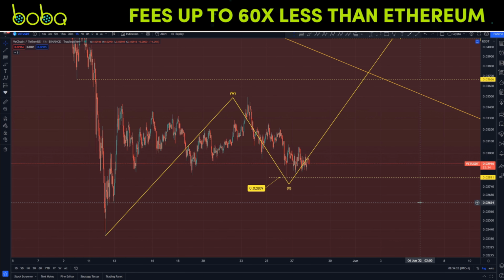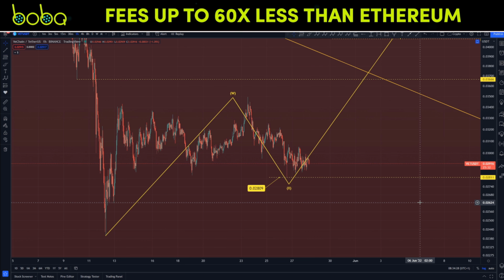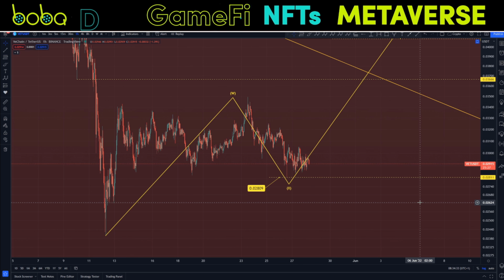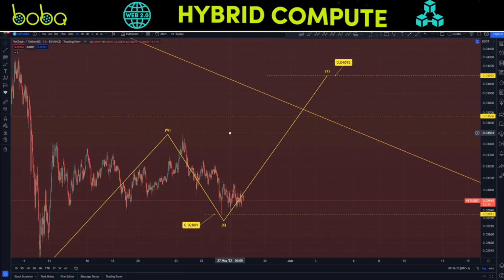Okay guys, let's waste no more time. Let's jump right on into this. So Vechain paired up with USDT on the hourly chart. Binance is the data source, and what we're going to do is just review where we are at the moment.